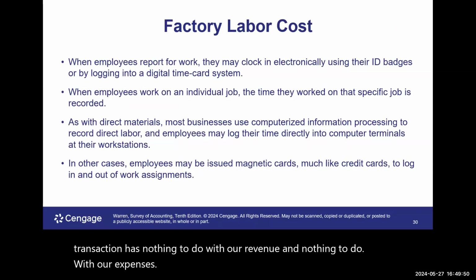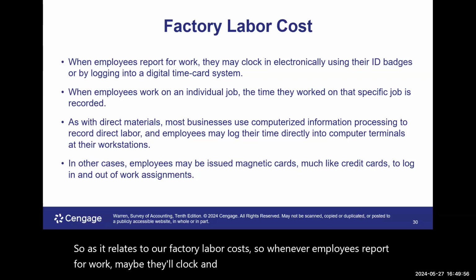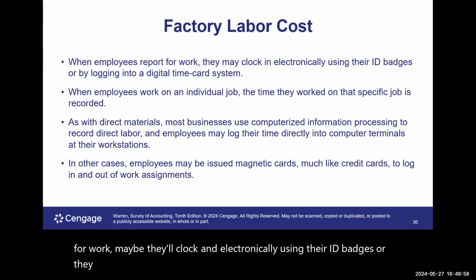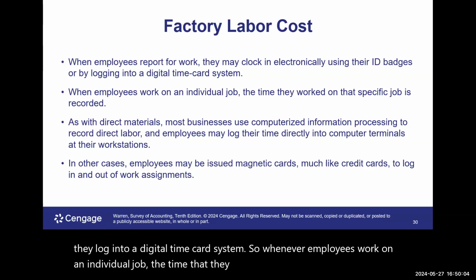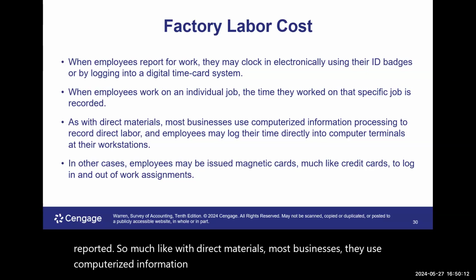So as it relates to our factory labor costs, whenever employees report for work, maybe they'll clock in electronically using their ID badges, or they log into a digital time card system. Whenever employees work on an individual job, the time that they work on that specific job needs to be recorded. So much like with direct materials, most businesses use computerized information processing to record direct labor.